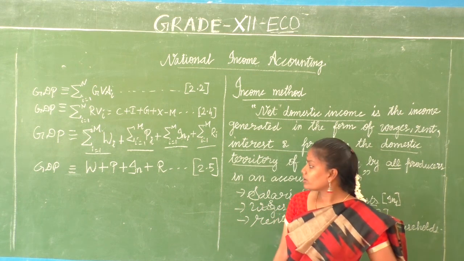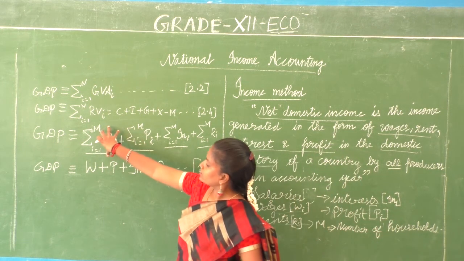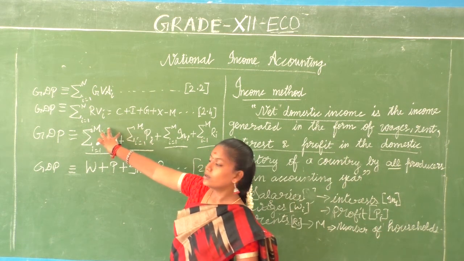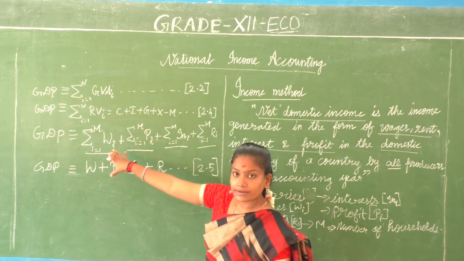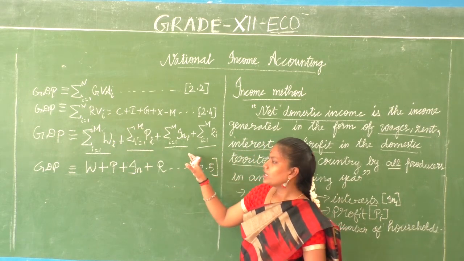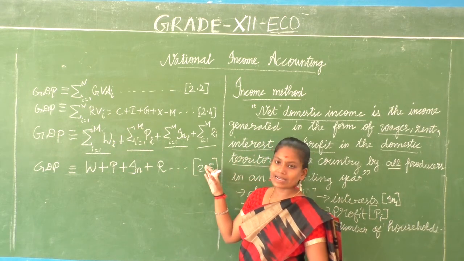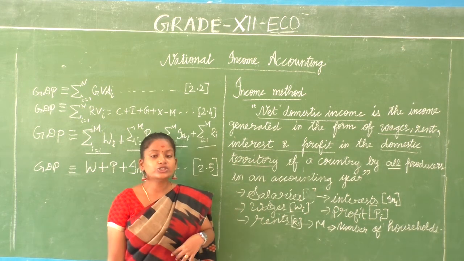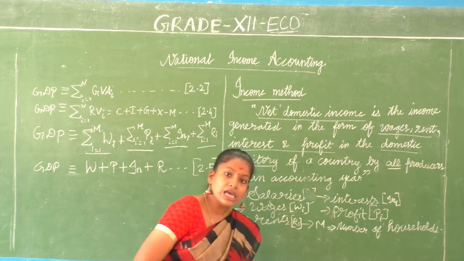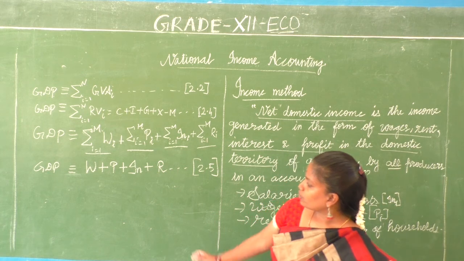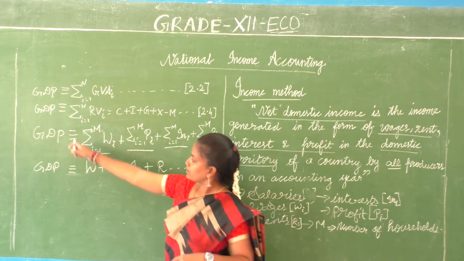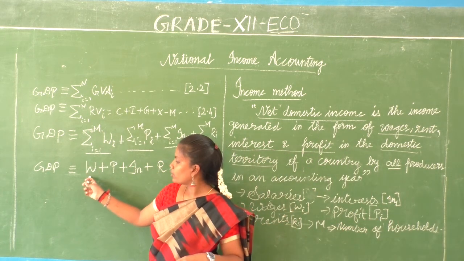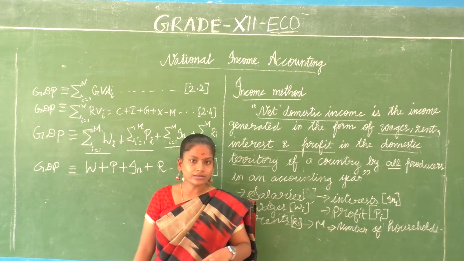What have you done? You have brought together the wages, salaries and wages, profit, interest, and rents earned. By adding these, you will get the GDP, the national income. Clear? You have brought it down from the sigma value, and instead of that sigma value, you have just written it in capital terms.